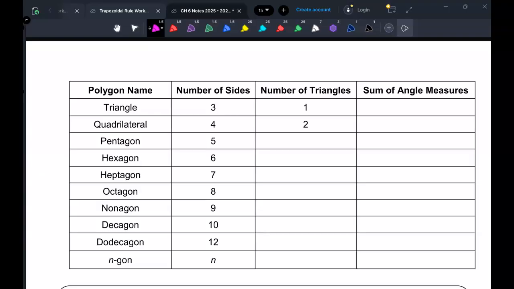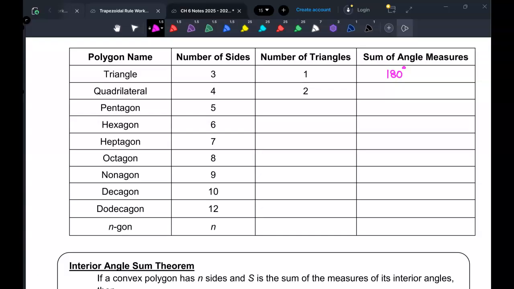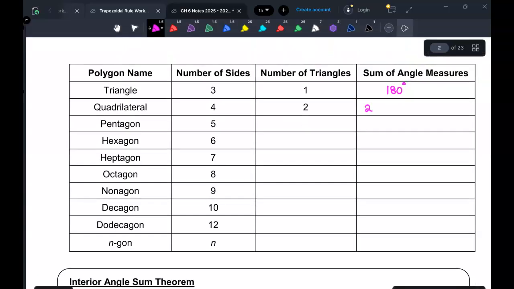Triangle, 3 sides. We said the sum of the angle measures is 180. You do not need to memorize this part, but you need to know the number of sides. If I ask what the sum of the interior angles of a nonagon is, you need to remember that it has 9 sides. You don't need to have this memorized, but there are other things we have to memorize. 7 triangles. If we had a quadrilateral, we had 2 triangles. So 2 times 180 was 360.